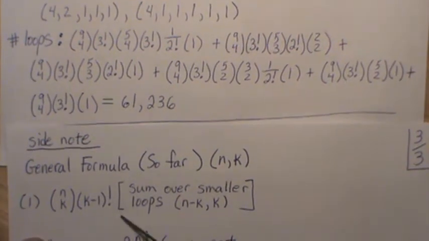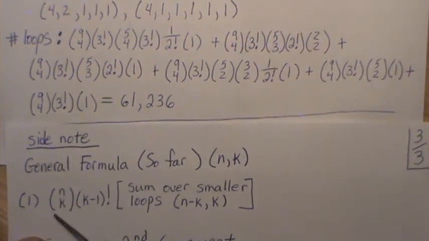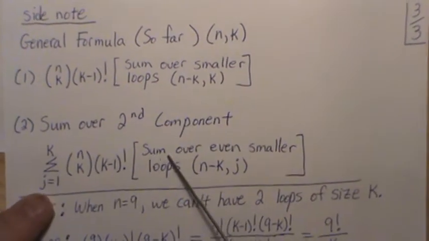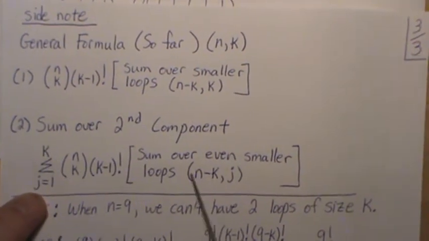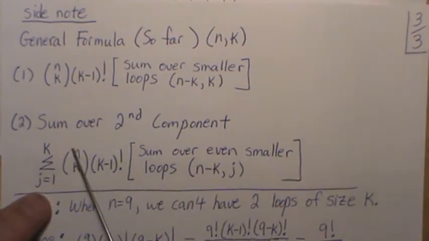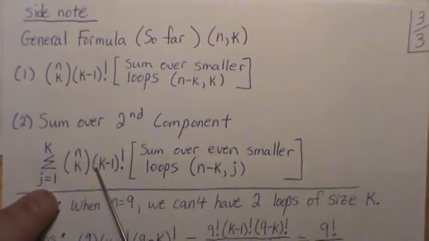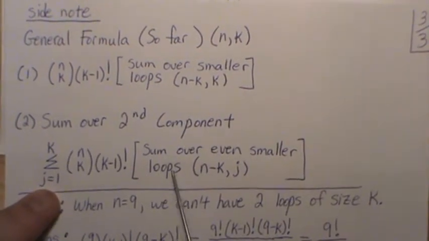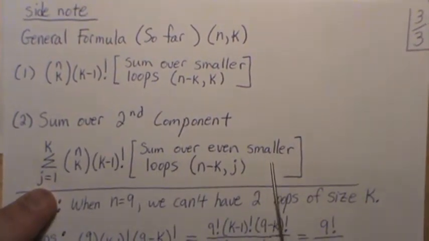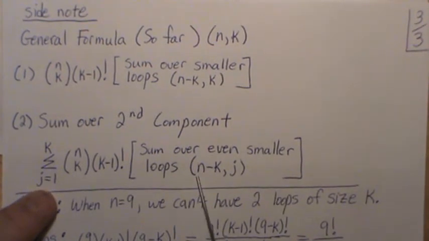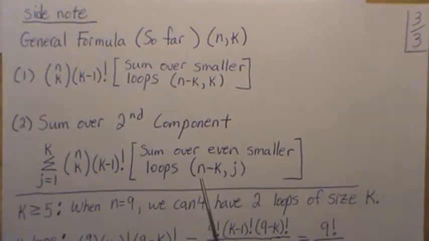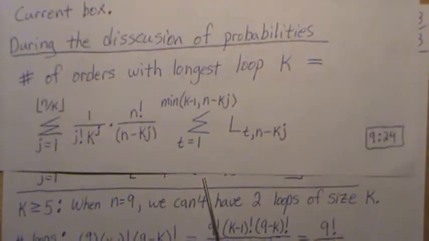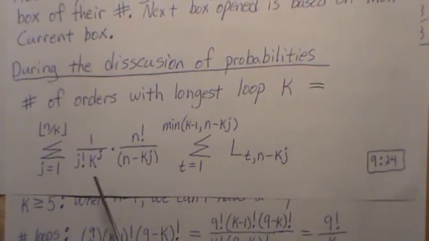But that doesn't look like its formula. There's an additional sum out here. So if we summed over the second component, we might do something like this, where still this is that first piece out front, but then we have to add the probabilities after each component, and we're summing over an even smaller set of loops. That's one strategy, but none of the strategies look like this.